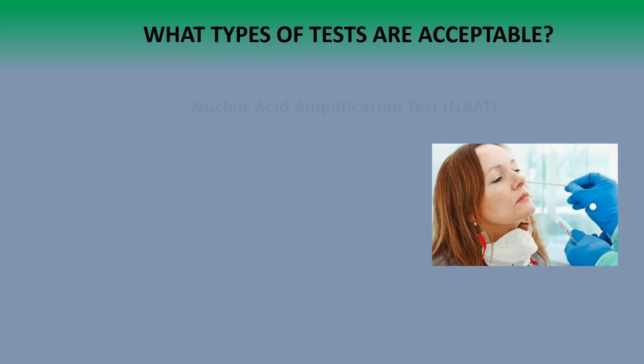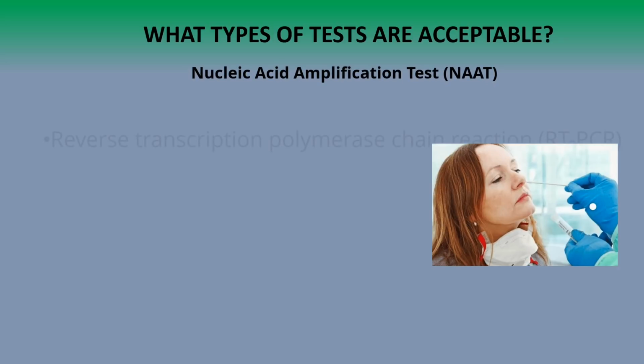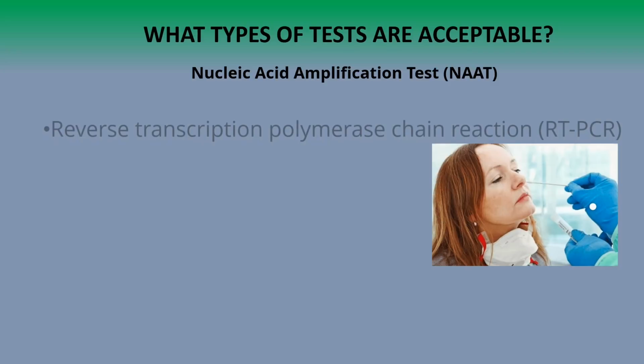What are the types of tests that are acceptable? Nucleic acid amplification test or NAAT. So for example, RT-PCR test is an example of a NAAT type of test. Reverse transcription polymerase chain reaction RT-PCR test.